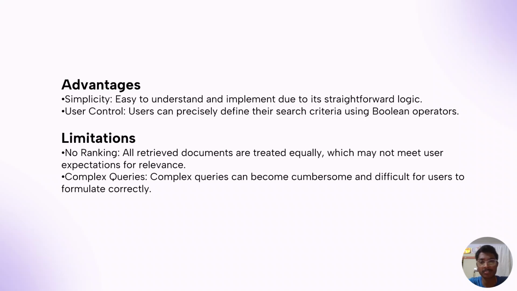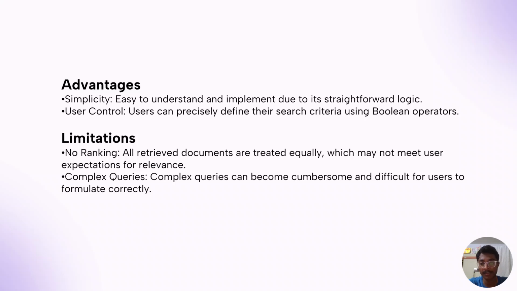The limitations include ranking. All the retrieved documents are treated equally, which may not meet user expectations of relevance. Because when all the results are treated equally, we cannot do something like search engine index optimization, where you can obtain the best results possible. So in this model we treat most of the things as equal.